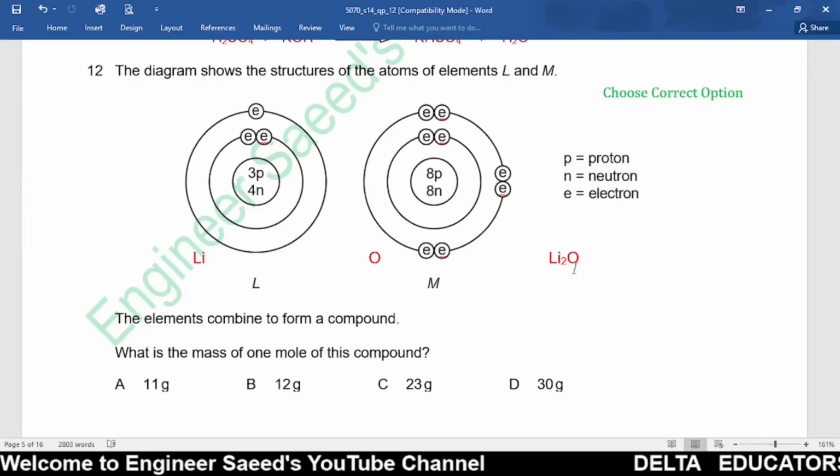Now in this molecular formula Li2O, what is the molecular mass? For one lithium, mass is 7. So for two lithium, it will be 14. For one oxygen, it is 8 plus 8, 16. So here total mass will be equal to 14 plus 16, it will be 30. 30 gram is given in option D, so correct option will be option D.